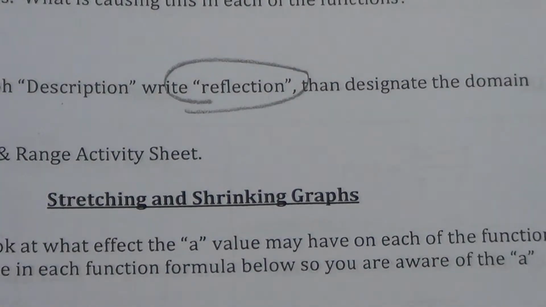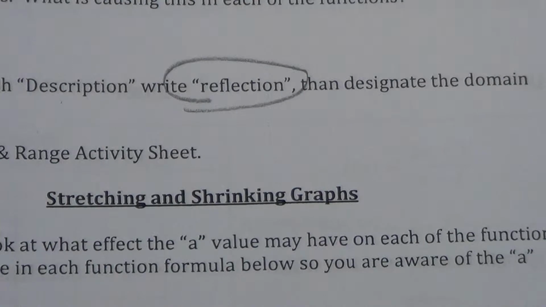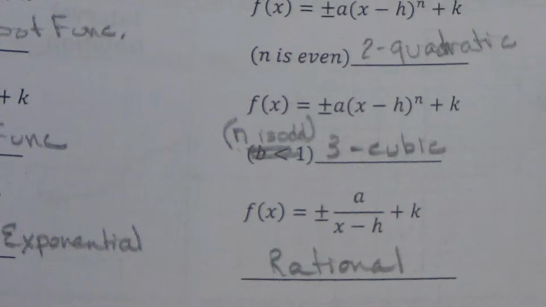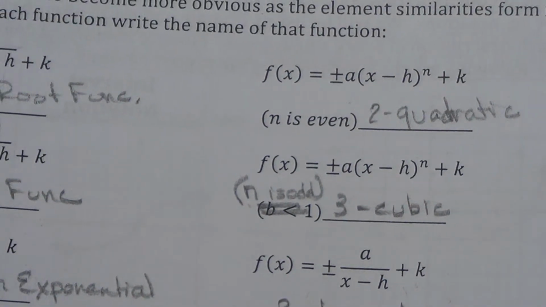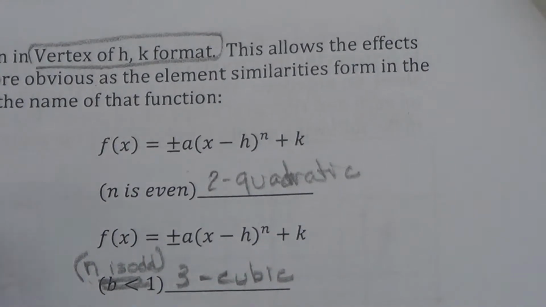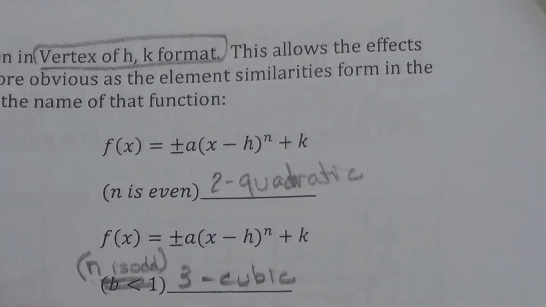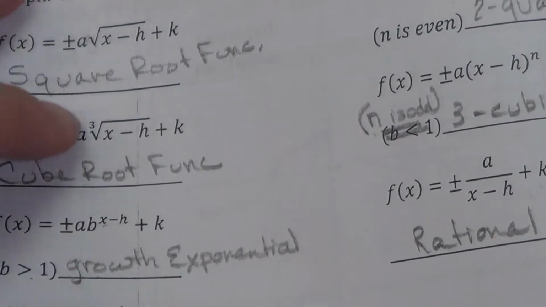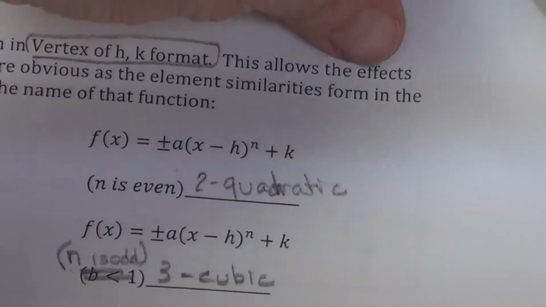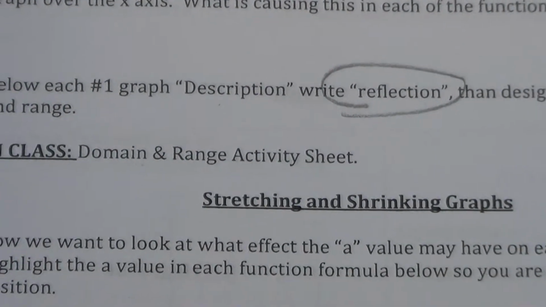Okay, this is the stretching and shrinking video for Algebra 2. Today in class, you found that over here on the HK formulas, it was not the A value necessarily that caused the reflection. Rather, it's whether or not we have a negative in front of that A. If there is a negative, it will be a reflection of the previous parent graph.